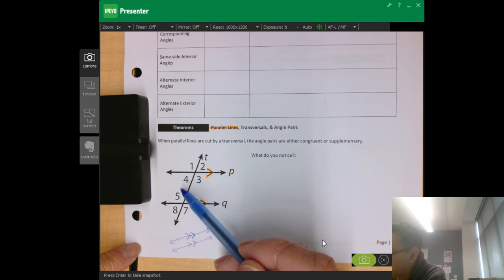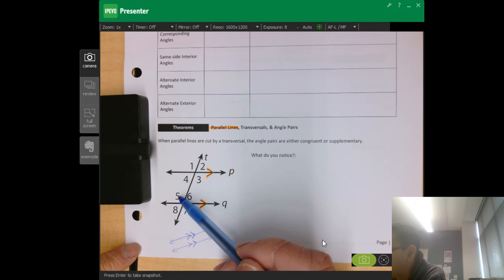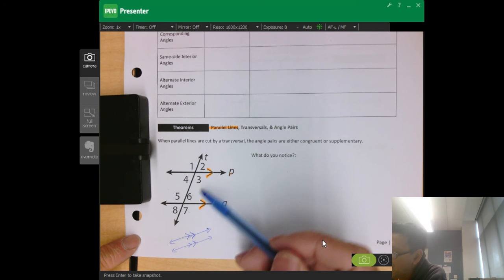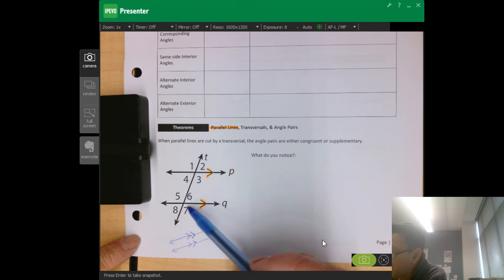So if we look at angle 4 and angle 5, they're on the same side of the transversal, so they're same side interior angles. If we look at 4 and 6, they're on opposite sides or alternate sides. They're alternate interior angles. You would do the same thing for exterior angles, 1 and 7, alternate exterior angles.